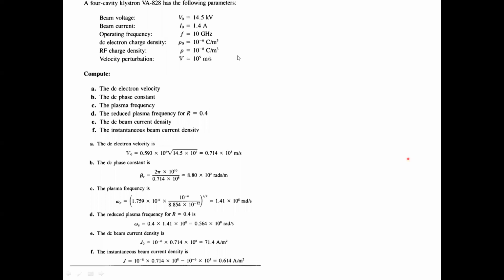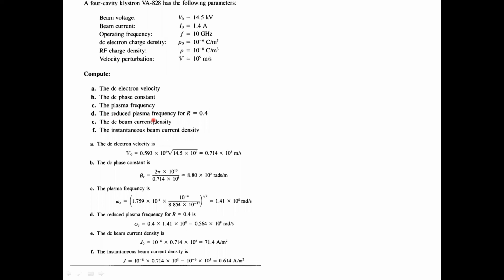Next, plasma frequency. They mention plasma frequency here. So we have the formula, and by direct substitution for plasma frequency we get 1.414 times 10 power 8 radians per second. Direct substitution, a formula-based question.